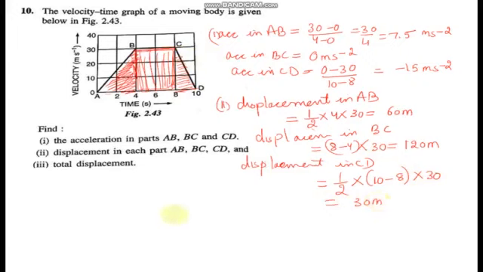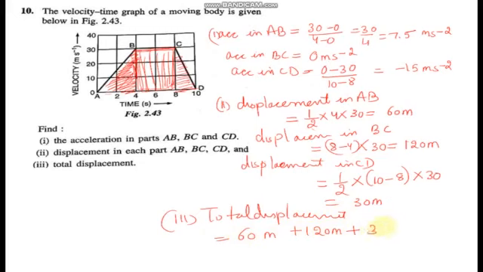Now what is the total displacement? Total displacement will be obtained by adding 60 meter plus 120 meter plus 30 meter, which is equal to 210 meter. So it will be equal to 210 meter.